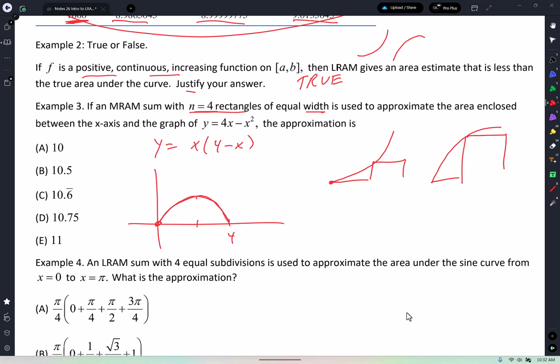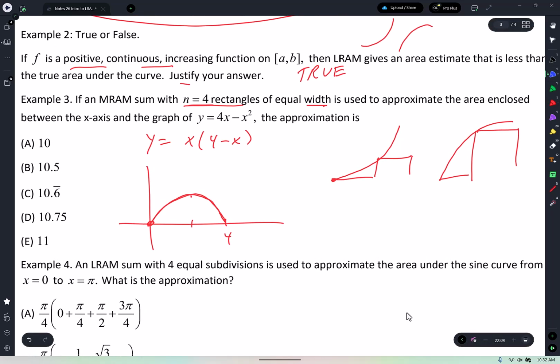Are we still okay? All right, here we go. I'm going to draw my rectangles. What did they want me to use? MRAM. So how do I figure out my delta x? I go 4 minus 0 divided by 4. So my delta x is just 1. So let's see. 1, 2, 3, 4. Perfect. And I'm using middle. So hopefully it's symmetric and it's perfect.